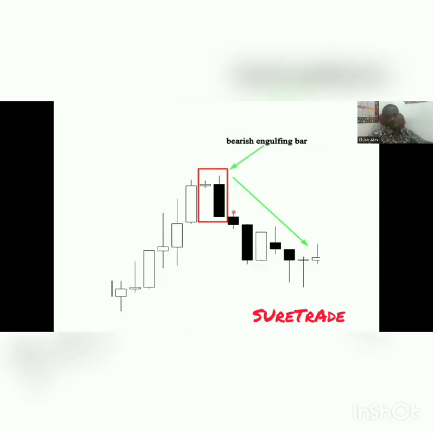As you can see right here, this is an uptrend. This is a bearish engulfing candlestick pattern. You place your trade at the close of this candlestick and then take your profit at the next key level. Take your profit at the next key level.